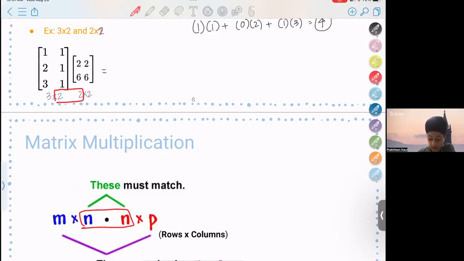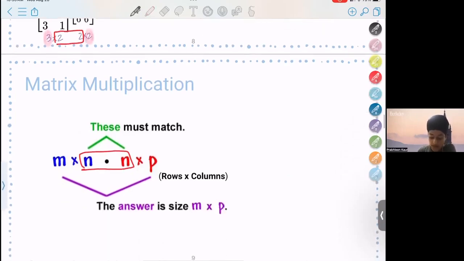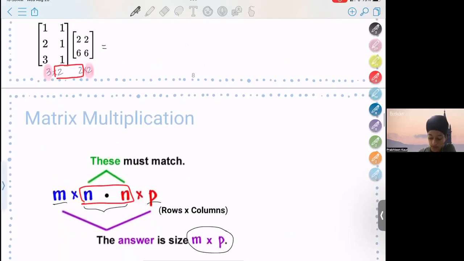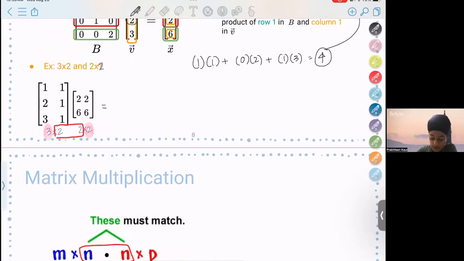And then your resulting matrix will be based on the other dimensions. So you can refer to this later as well, but these have to match, and then your resulting matrix will be the dimensions that are left over. And the way we write dimensions for matrices, as a reminder, is rows times columns. So our resulting matrix will be 3 by 2. So that's 3 rows by 2 columns. So basically the same size as the first one.